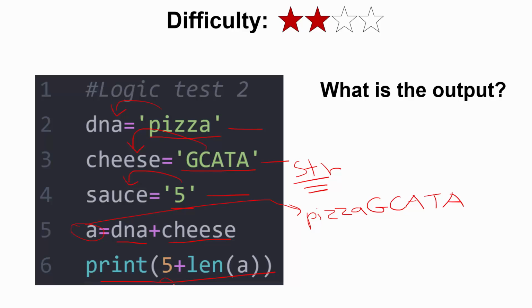Finally, we're printing this statement out, which is the integer 5 plus the length of a. Now remember, the length function returns an integer of the length of whatever you put into it. Here we have the variable a, which has this concatenated sequence. And the length is 1, 2, 3, 4, 5, 6, 7, 8, 9, 10. So this will be 5 plus 10. Both are integers. And so the final solution of this statement will be 15. And this will be an integer.